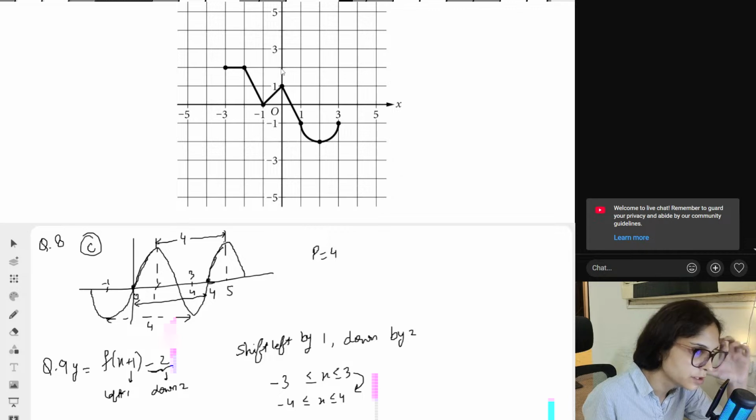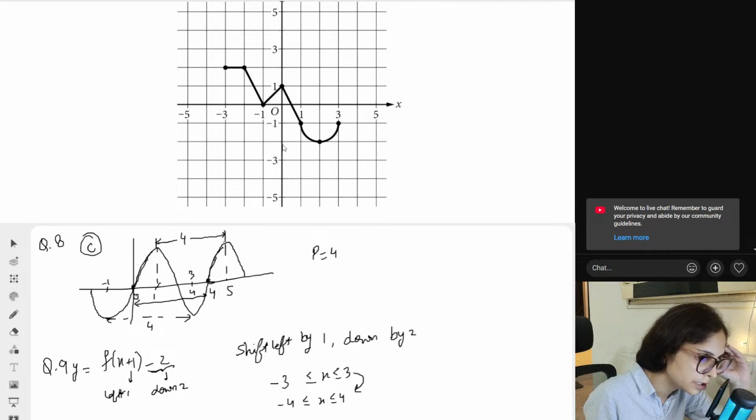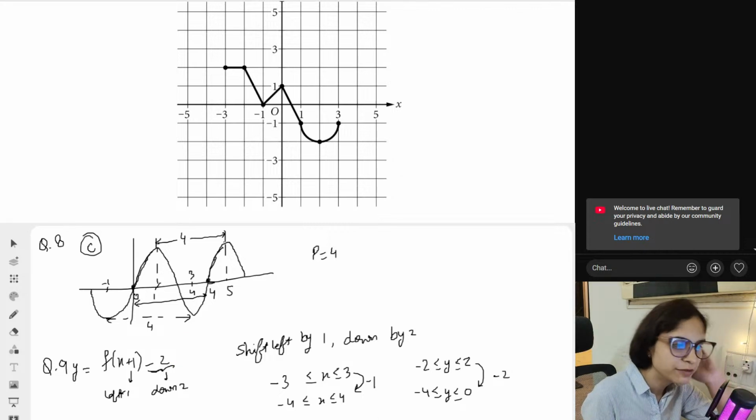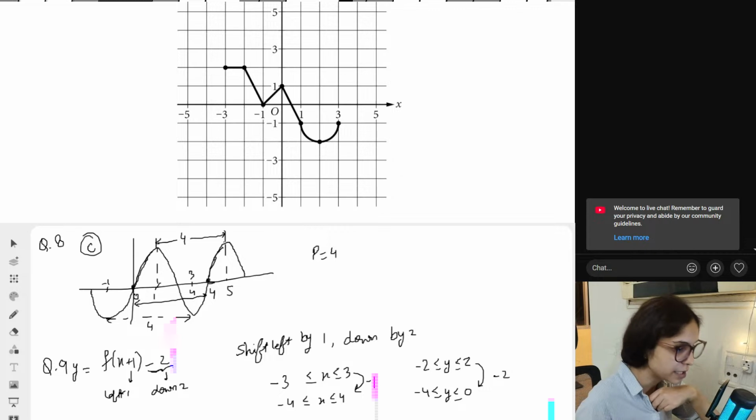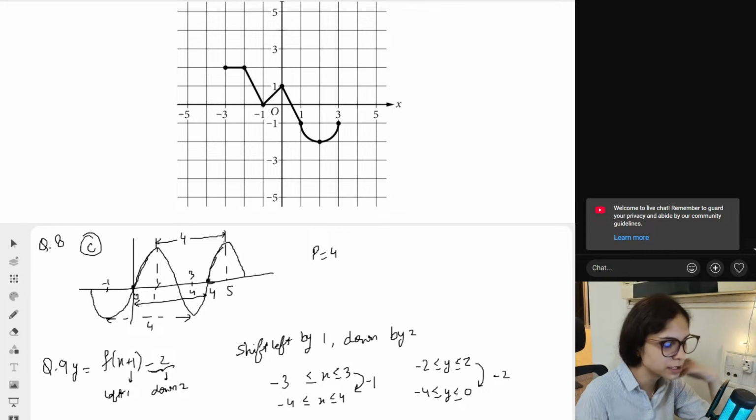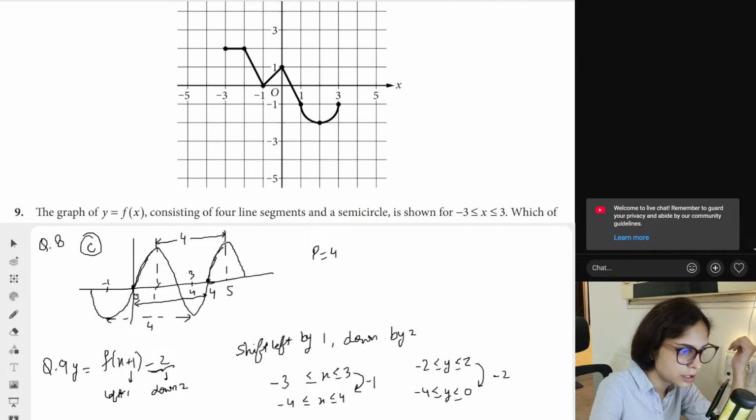And if you look at the graph, it is going from -2 to 2. -2 to 2 are your y values. And you're shifting down by 2, so you're subtracting 2. So you're going from -4 to 0. That's it. So we have to look in the options where the x values are between -4 to 4 and y values are between -4 to 0. So let's start exploring the options.